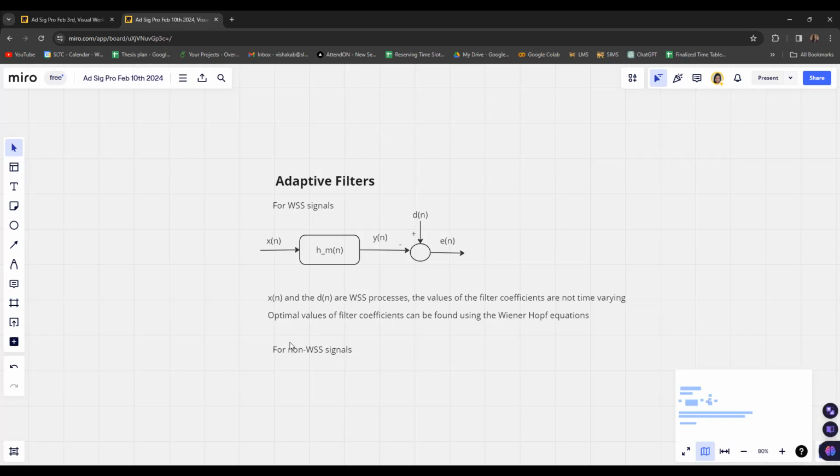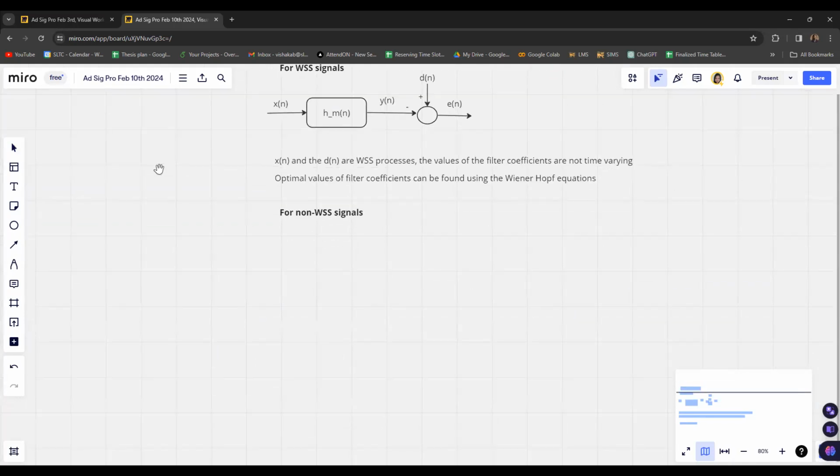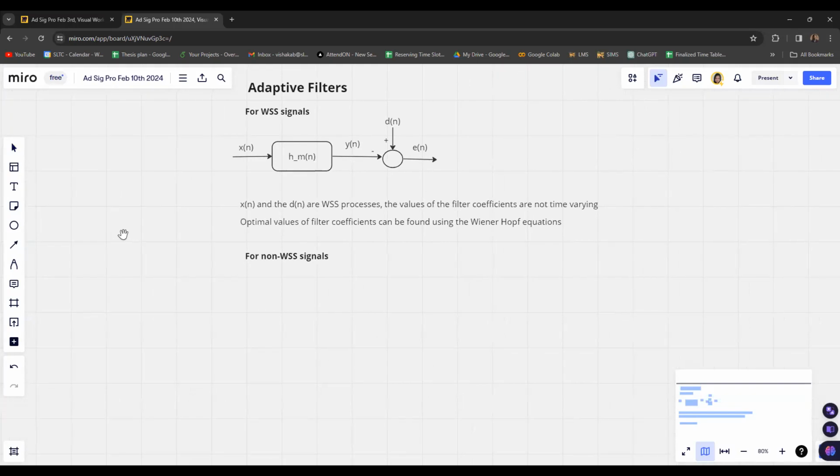So for non-WSS signals, we have to derive the filter coefficients in an iterative manner. And for that, there are many methods and algorithms that are widely used. Here we are going to discuss mainly two algorithms. So in today's class, we'll be focusing on those sections.